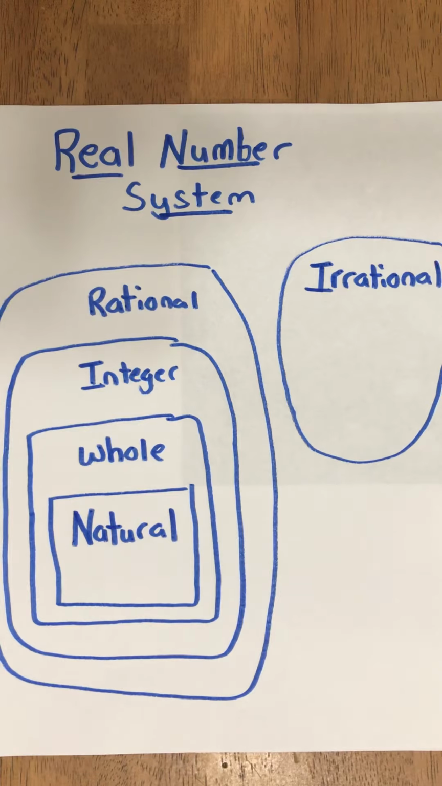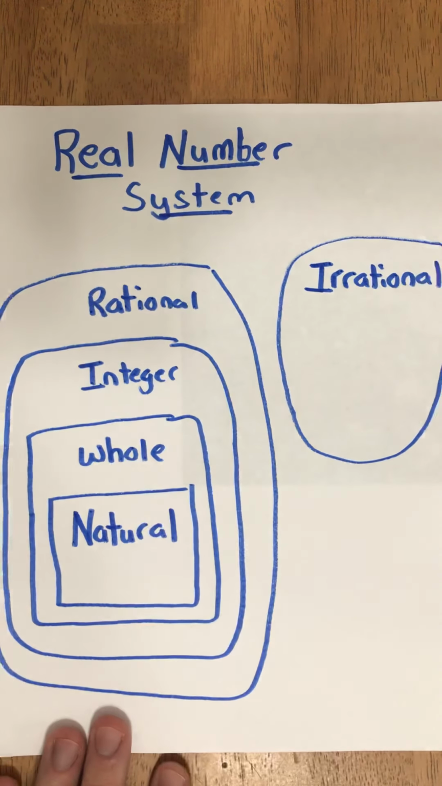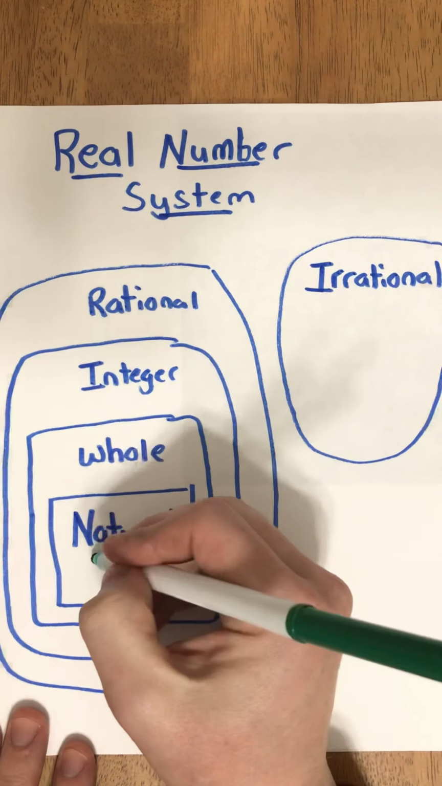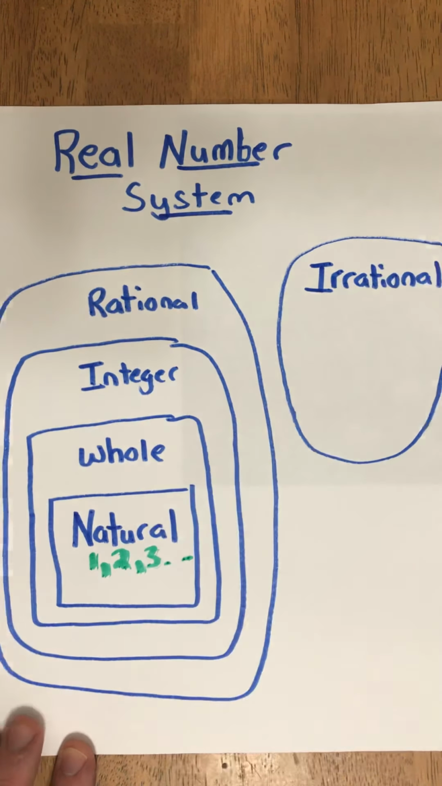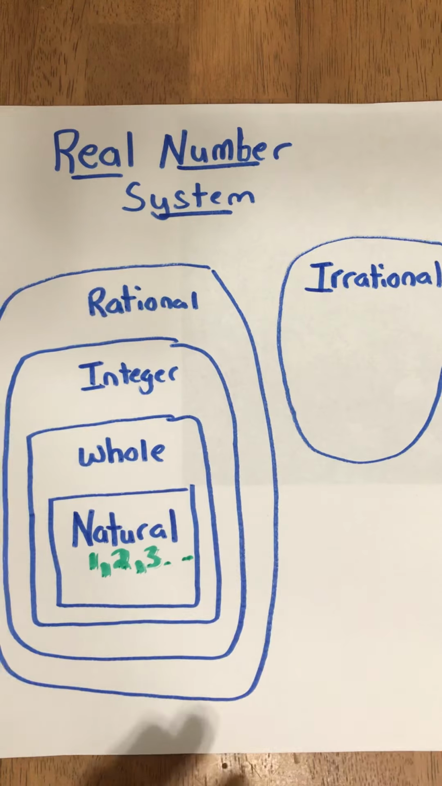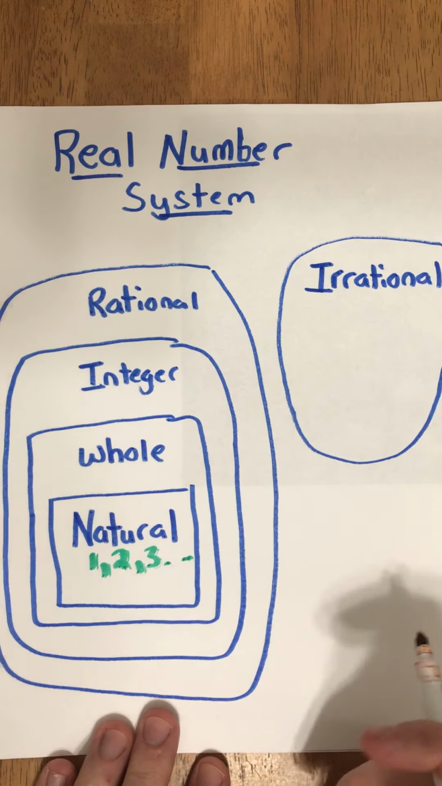All right, so we're going to start in the very center of this Venn diagram in what are called the natural numbers. Now, natural numbers are the numbers that you first learned when you were learning how to count. They are very simple numbers like 1, 2, 3, etc. Okay, so natural numbers are any of those numbers that are nice whole numbers, all positive, and you can count. So 1, 2, 3, 4, etc.